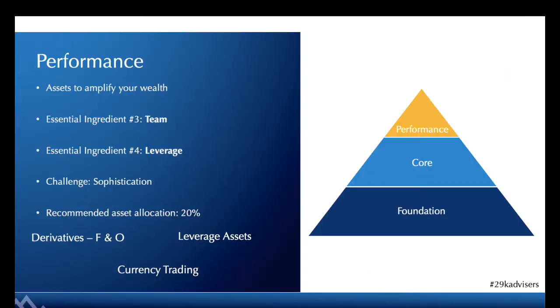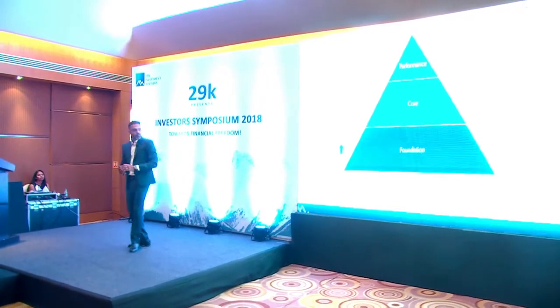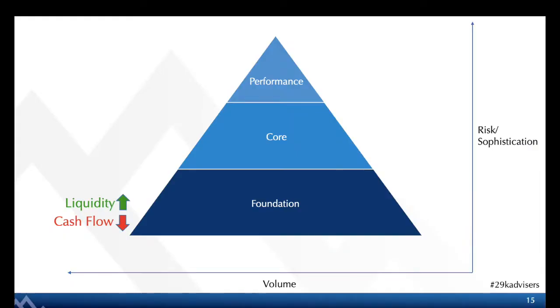Sophistication. Without a team, it's questionable, because here we are talking about becoming the Amazons of the world. Recommended asset allocation. Again, what we do is that we look at the risk profile of clients and see that someone is not overly exposed. Derivatives, futures and options, leveraging the assets from the core helps, and currency trading. So in short, foundation, look at building.